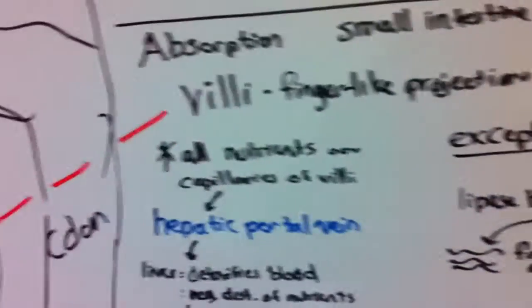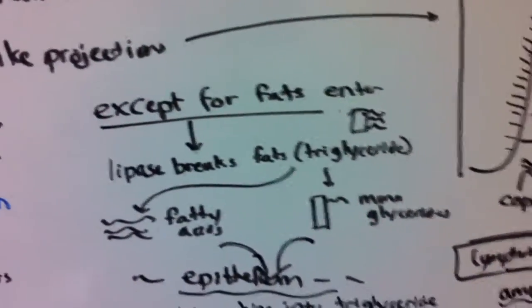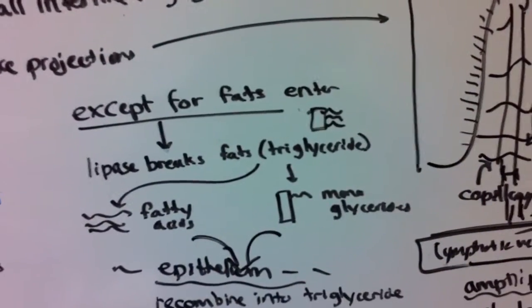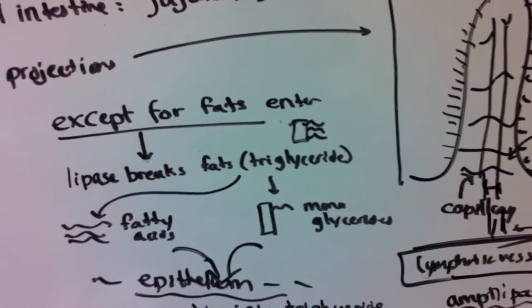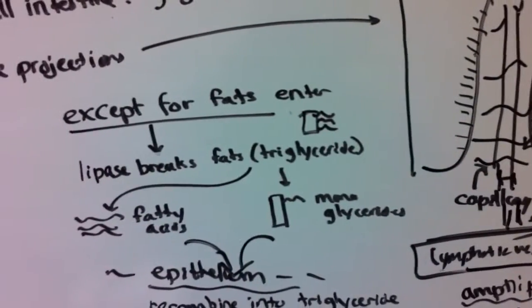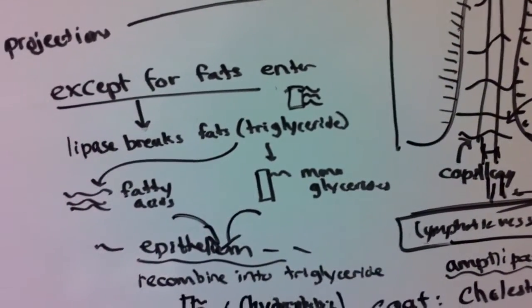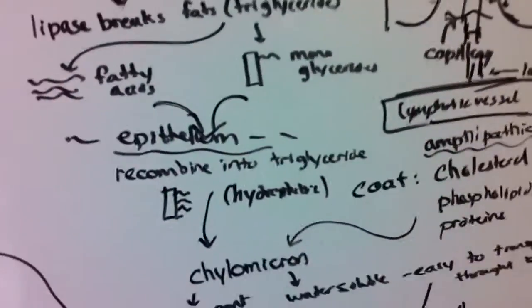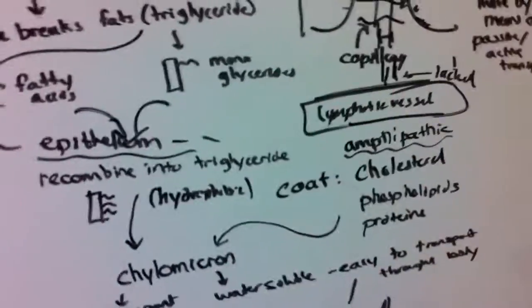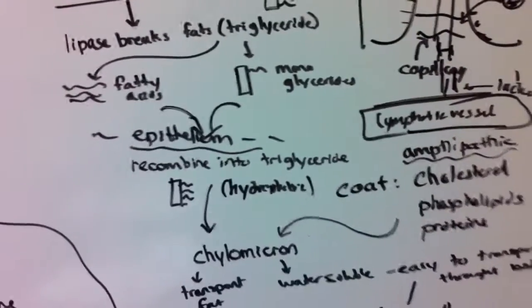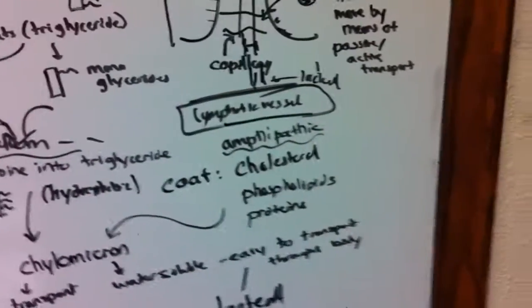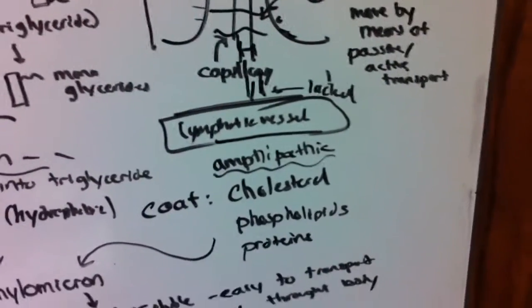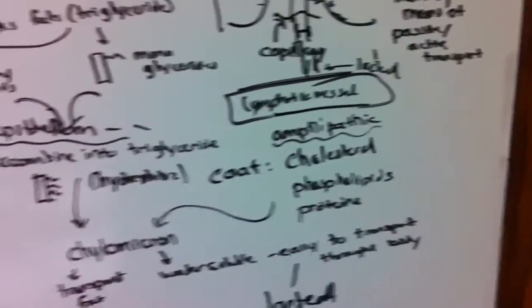But then, remember what we said, all nutrients except for fats will enter the capillaries. What happens to fats? Well, lipase breaks down these fats from triglyceride into fatty acids and monoglycerides. And because they're all broken down now, they can finally enter the epithelium, where they will recombine into triglyceride again. I understand that triglyceride as a fat is hydrophobic, so we need to coat them in amphipathic substances such as cholesterol, phospholipids, and proteins.